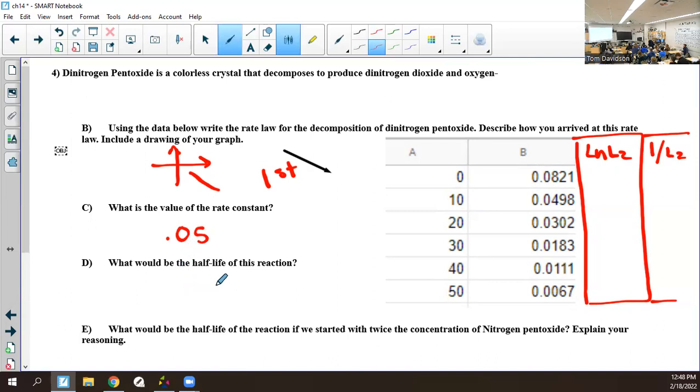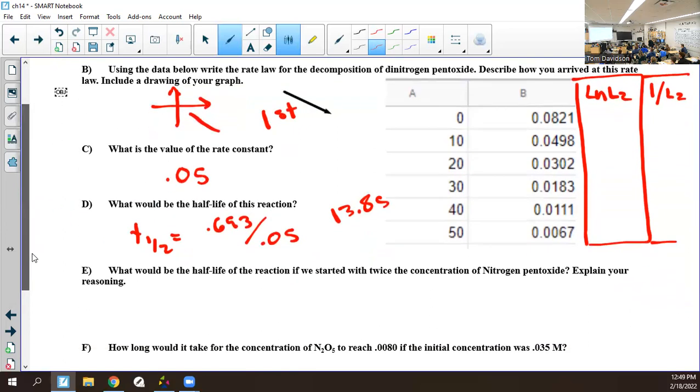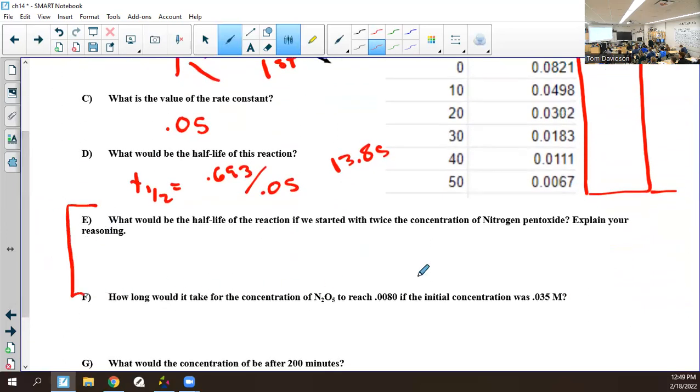Okay. What would the half-life of this reaction be? 0.693 over 0.05. Oh, that's right. 13.8? Yeah. Okay. Minutes or seconds, does it even say? I'll just assume it's seconds. Okay. You'll have the equation for half-life. But for first order, it's just T one half is 0.693 over K. All right, not a trick question, but some kids think it is.